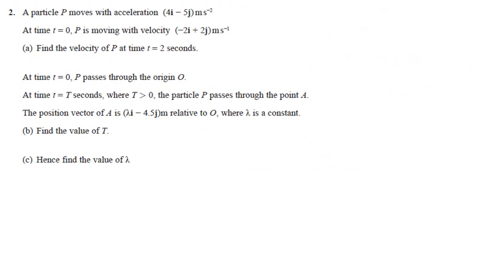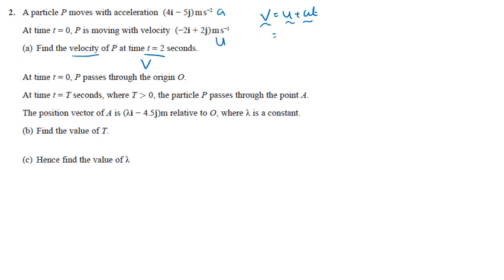Question 2 is about the motion of a particle. We're told that a particle P has an acceleration of 4i minus 5j meters per second squared, and at time t equals 0 it is moving with a velocity of minus 2i plus 2j. So this is the initial velocity. Then if t is 0, this is the acceleration, and we want to find the velocity after 2 seconds. So that's going to be my v. We're just going to use suvat here, but the vector version of it.